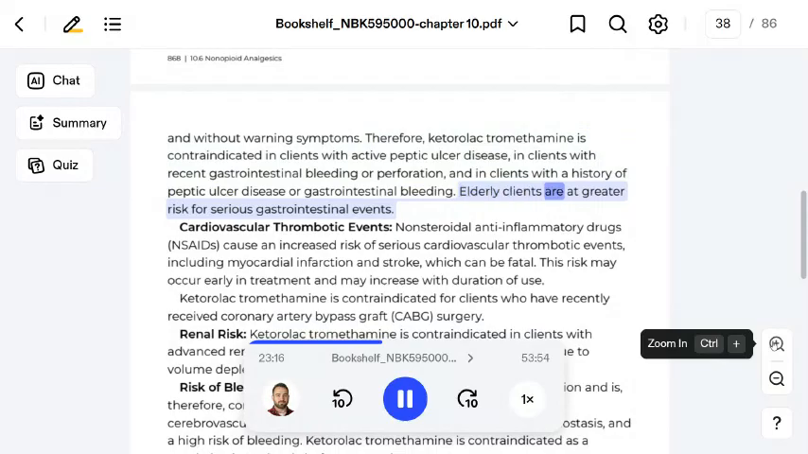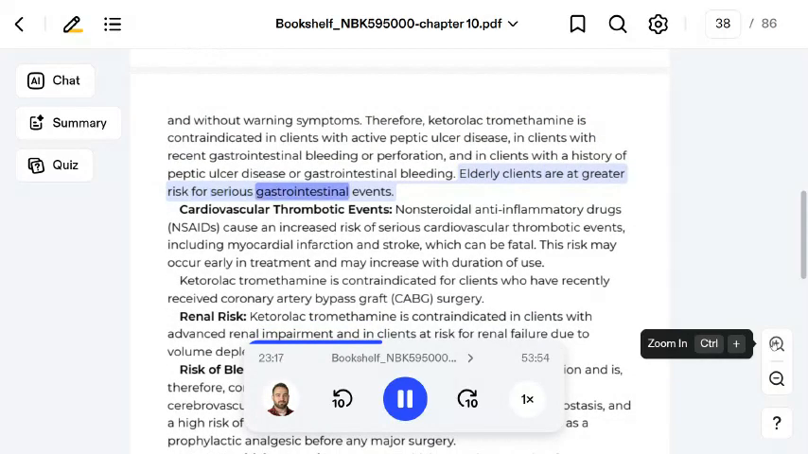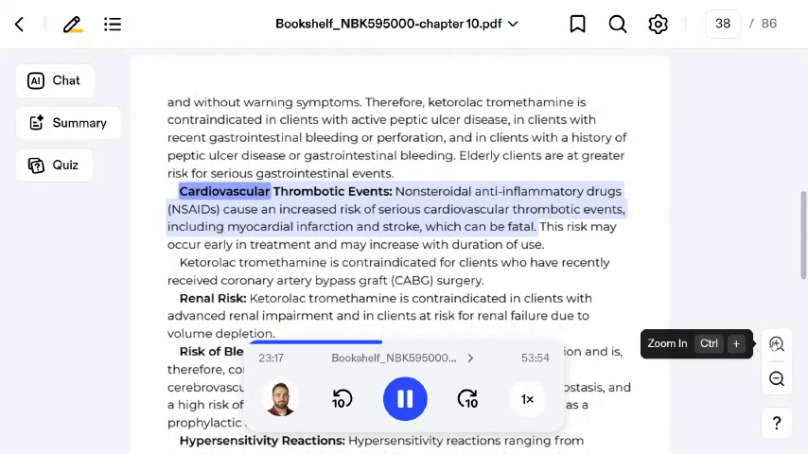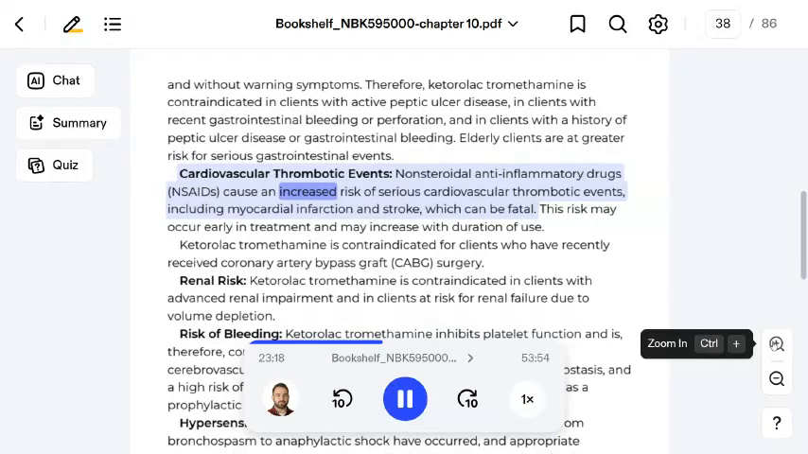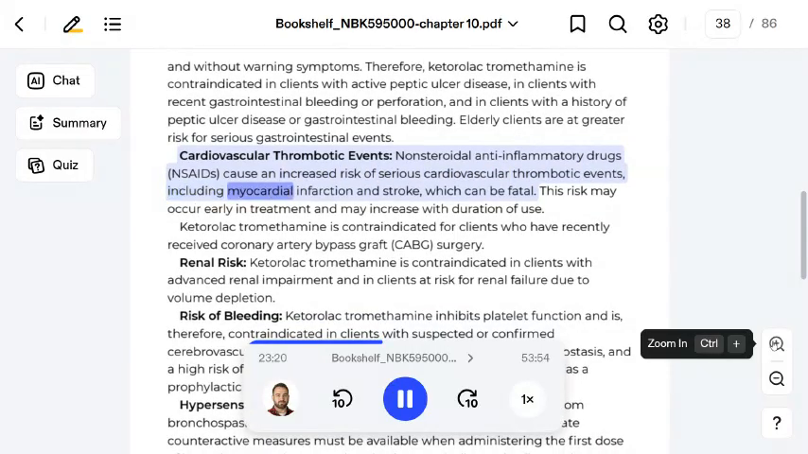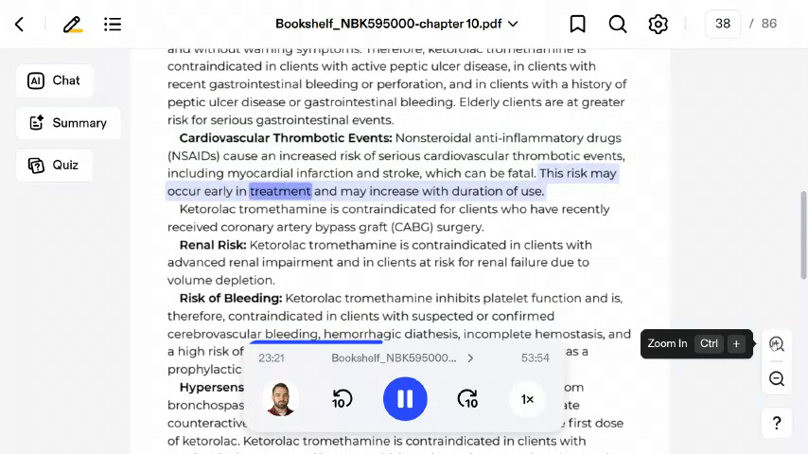Elderly clients are at greater risk for serious gastrointestinal events and cardiovascular thrombotic events. Non-steroidal anti-inflammatory drugs cause an increased risk of serious cardiovascular thrombotic events, including myocardial infarction and stroke, which can be fatal. This risk may occur early in treatment and may increase with duration of use.